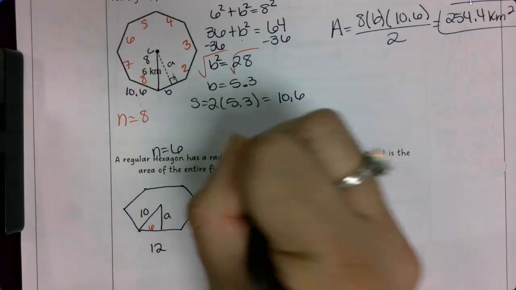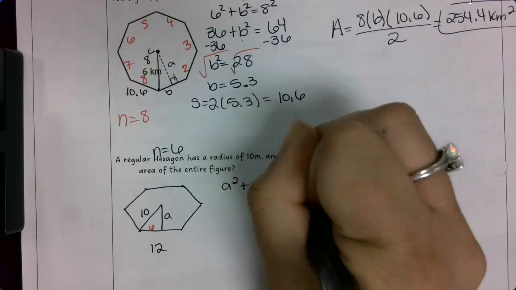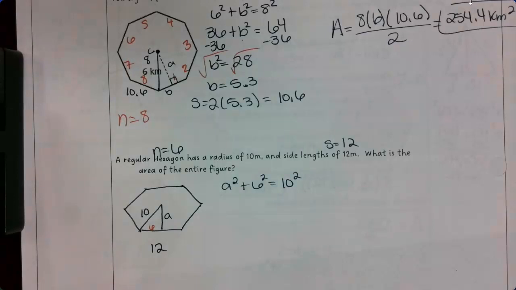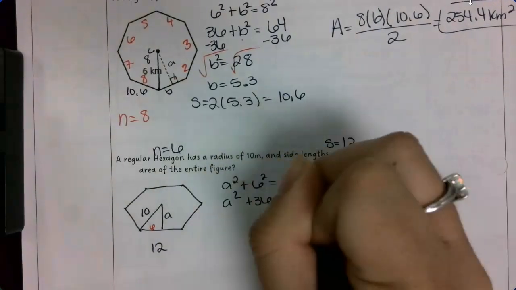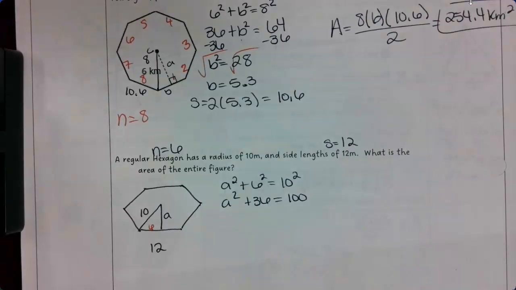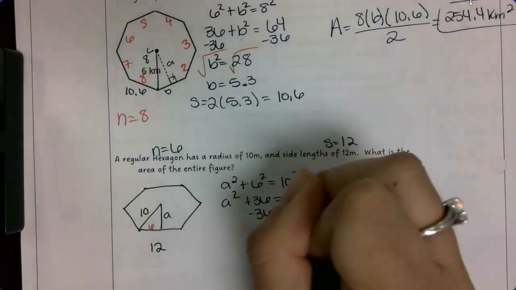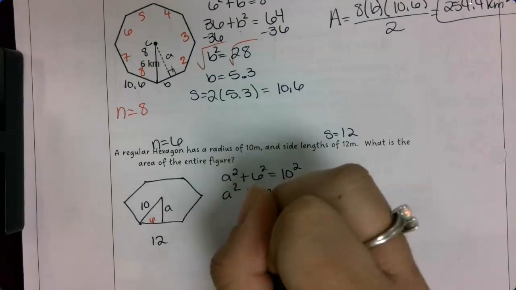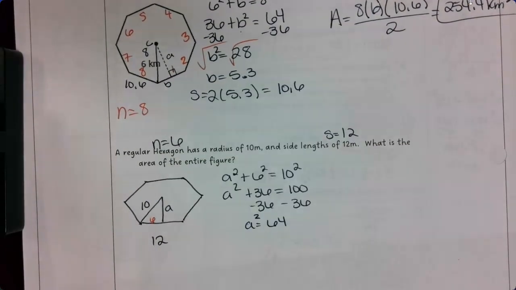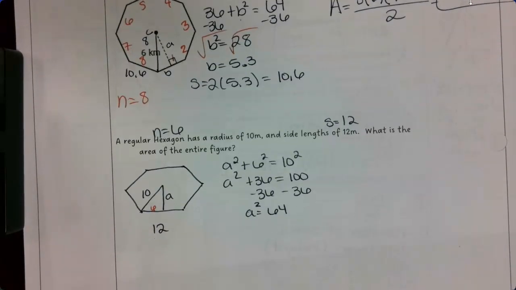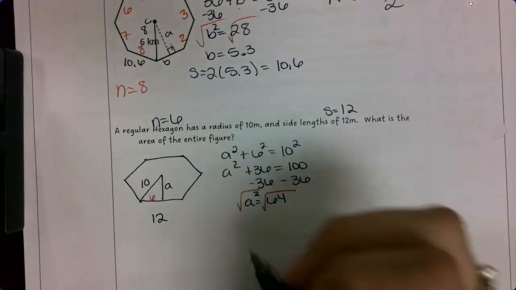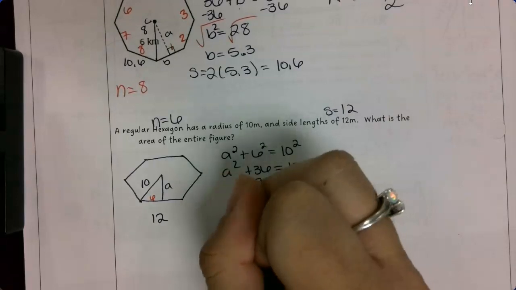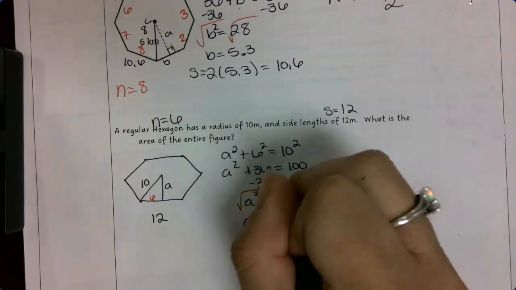I'm going to have a squared plus 6 squared equals 10 squared. Six squared is 36. 10 squared is 100. Subtract 36 on both sides. I get a squared equals 64. So I can take the square root of both sides. 64 is a perfect square, so I can take the root of it. It's 8.